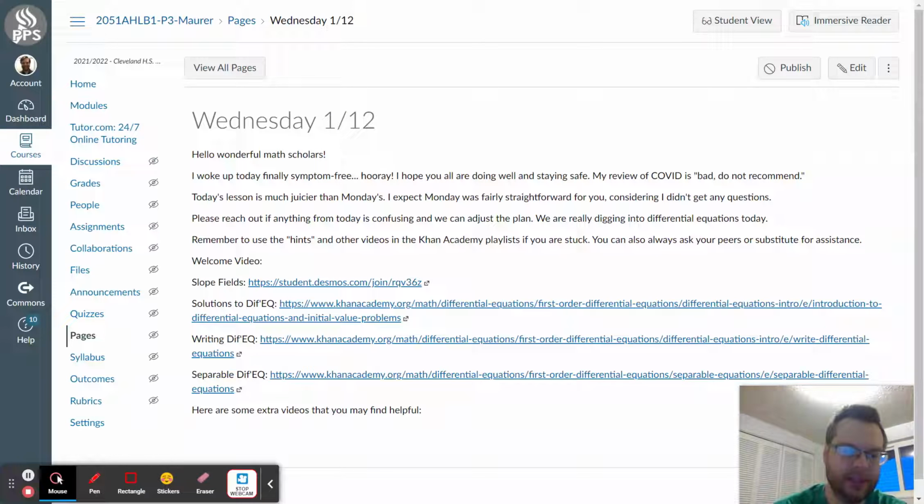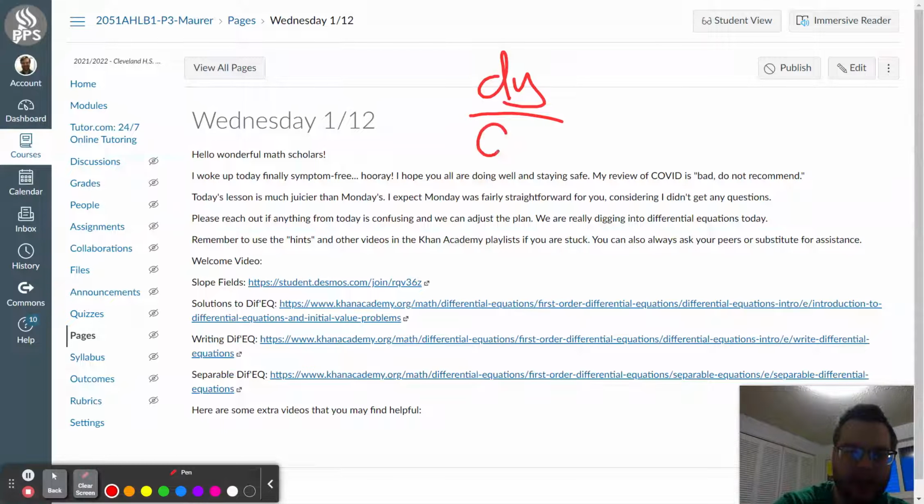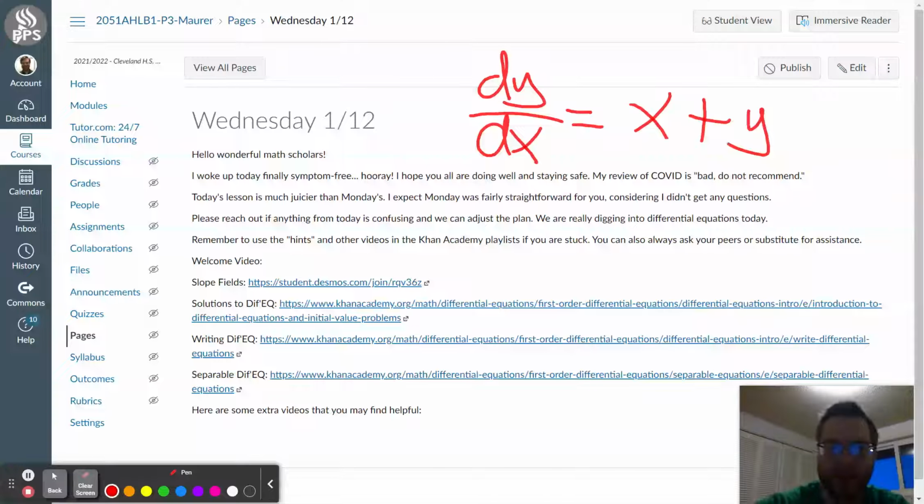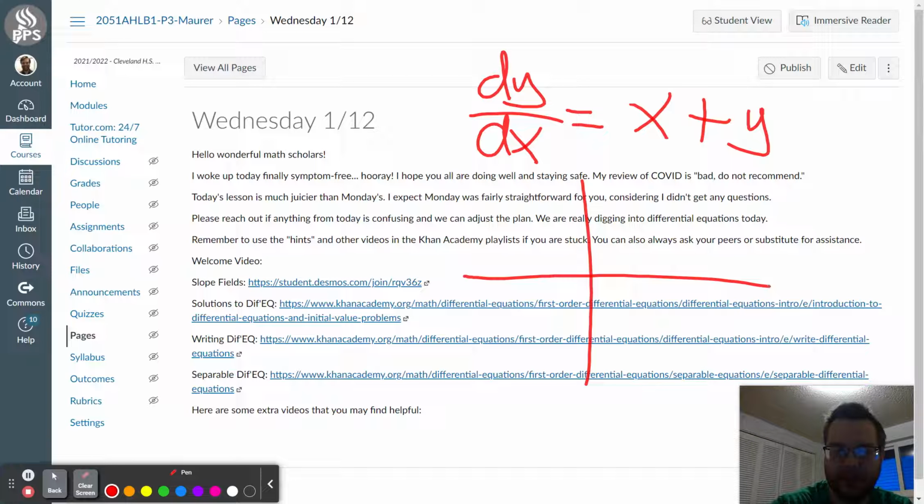So basically the idea of a slope field is, let's say we have a differential equation like dy/dx equals x plus y. What that means is that the slope at any given point is equal to the x coordinate plus the y coordinate. And so if you're trying to create your slope field, I know that the slope at (0, 0) is going to be 0 plus 0. I know the slope at (1, 0) is going to be 1 plus 0. So that's my attempt at a slope of 1.